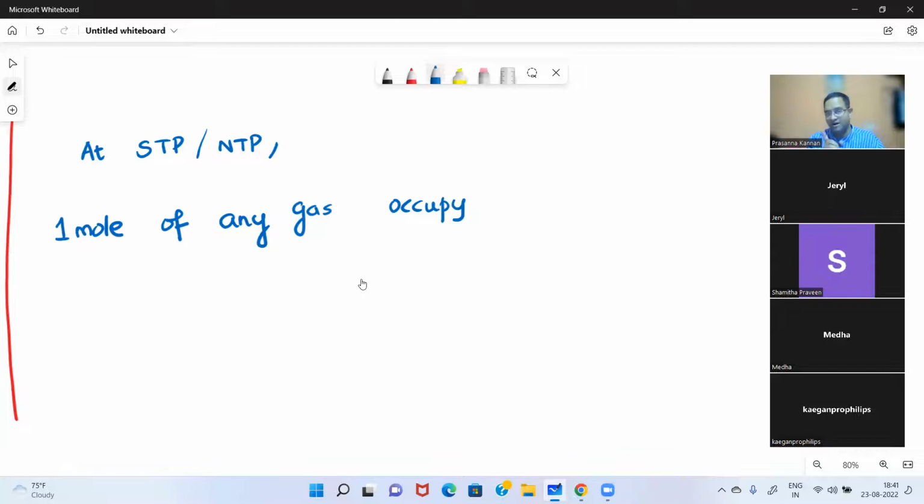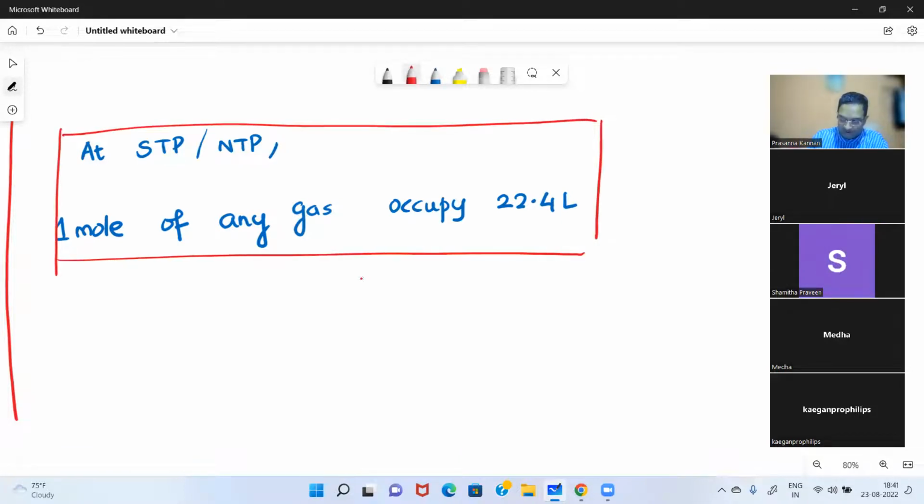In our class, if you remember, we had done the proof for it. It's not necessary for you to know the proof, but it's good to know. We are not going to spend time on that right now. But you can always remember this: at STP or NTP, 1 mole of any gas will occupy 22.4 liters, or 22,400 cc or ml. Based on this, we can have questions from volume to number of moles to molecules to mass. All this is possible. So let me give you a question.